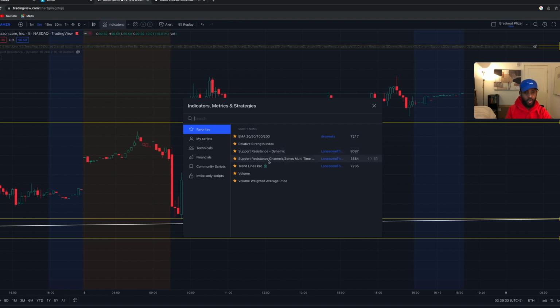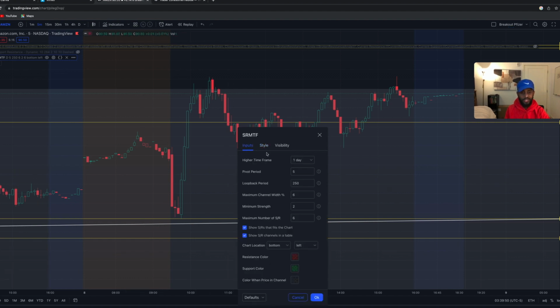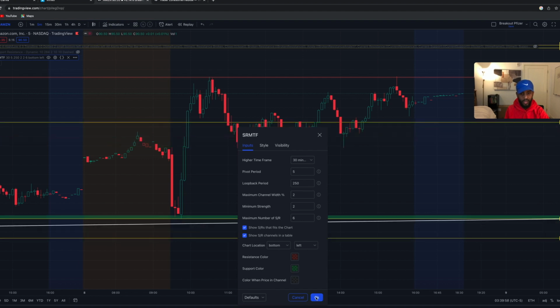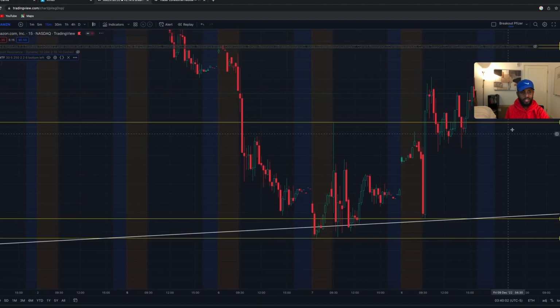Now, one more thing that I will add to this is this indicator here. It's called support and resistance, but it's more of a supply and demand zone indicator after speaking with the creator. So when we turn this on, I go to settings and I tweak it a little bit. I remove this table here. I go to inputs, I put 30 minutes, I take this down to about 2 and I leave this. And this gives us some supply and demand zones.